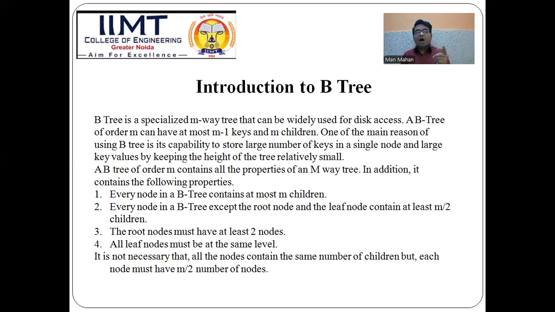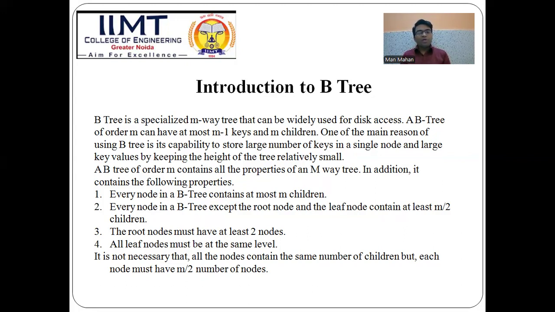Timing depends on the height. So when we reduce the height, it maintains logarithmic algorithms. So using the B tree, we have the capability to store a large number of keys in a single node and large key values while keeping the height of the tree relatively small. A B tree of order M contains the properties of the M-way tree. In addition, it contains the following properties. Besides the M-way tree properties, we use the special properties of the B tree.